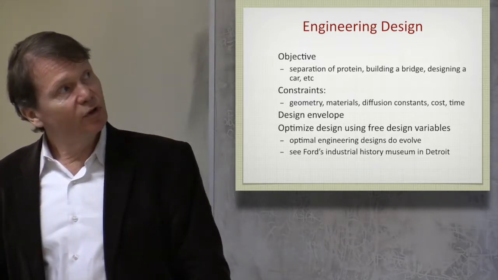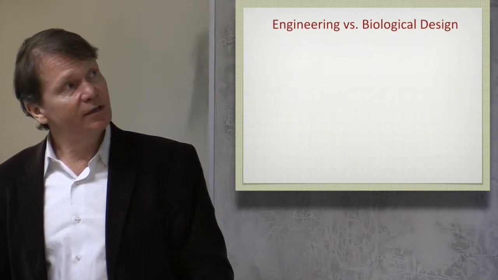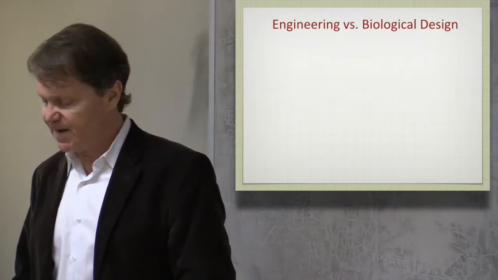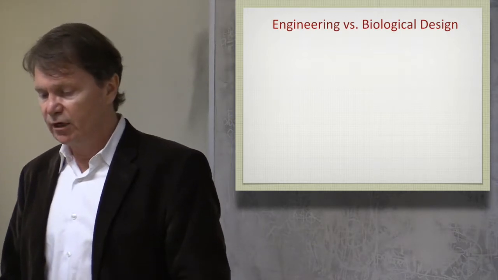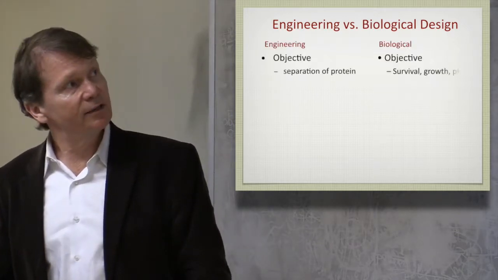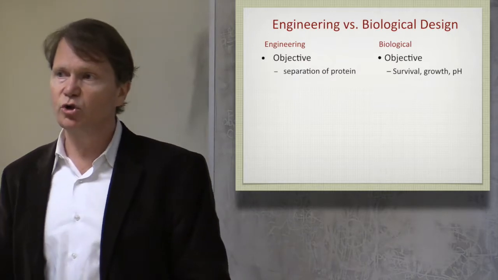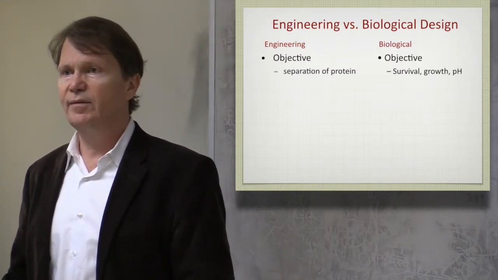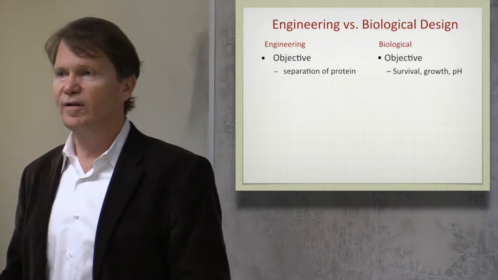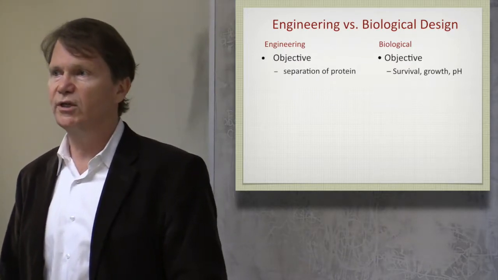So if I put this up side by side with a constraints-based modeling approach, you see the analogy. So we have a design objective. Cells also have an objective, fundamentally to survive, maybe to grow fast, maybe a Helicobacter pylori to survive the low pH in the stomach. You have these objectives.